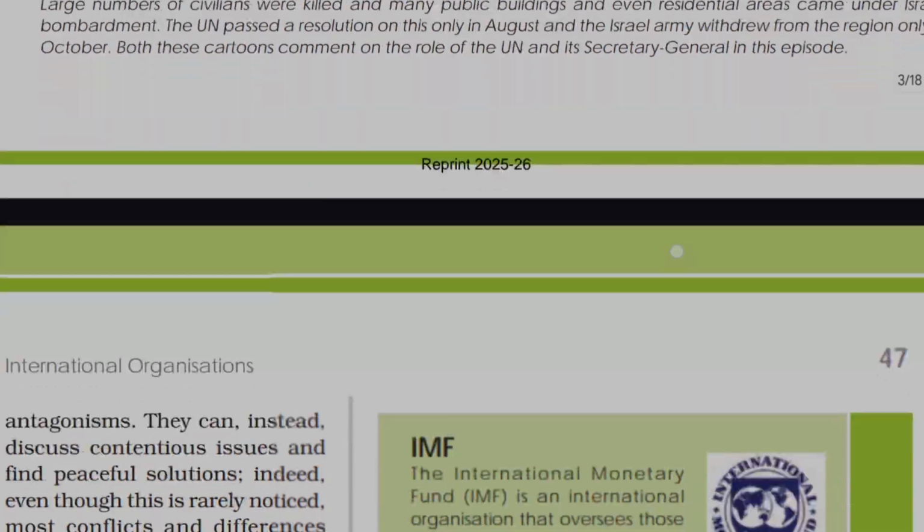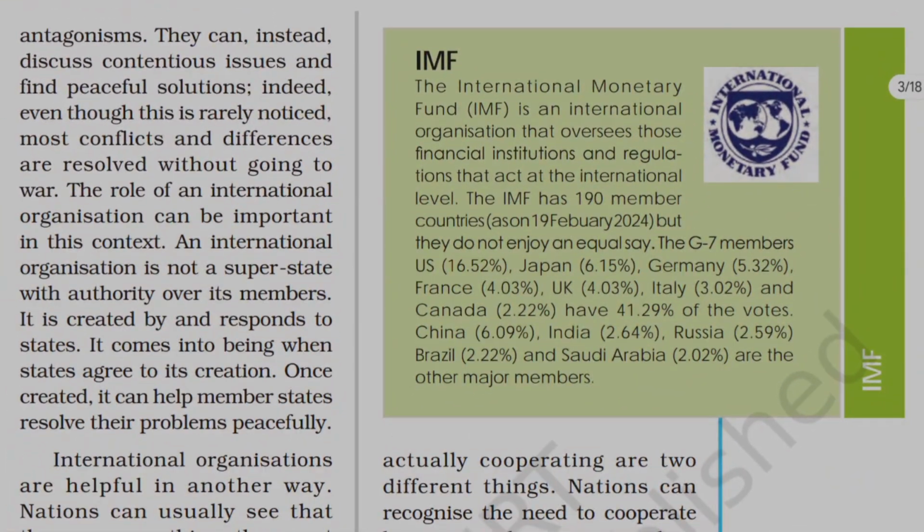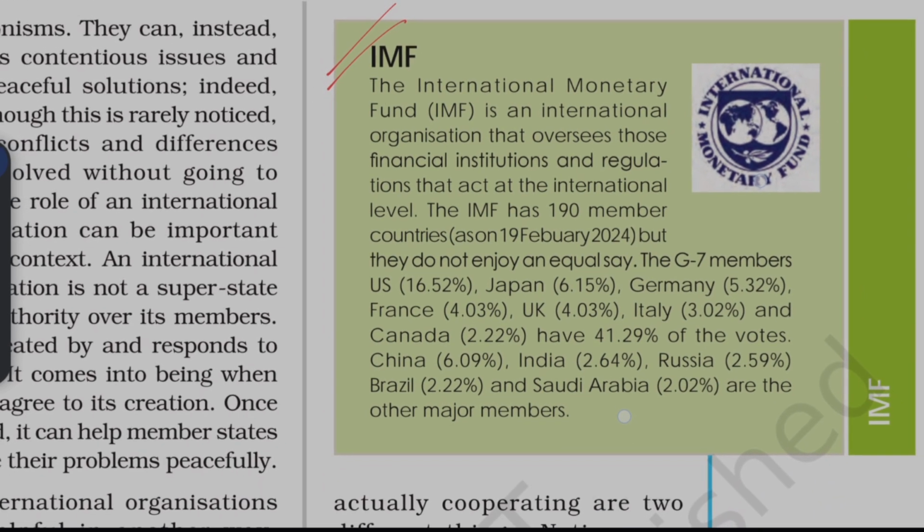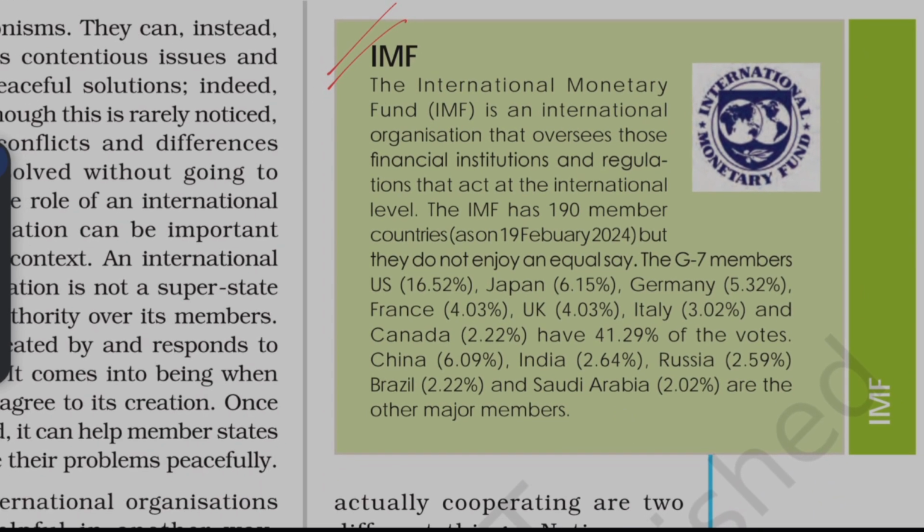Now in international organizations, suppose there's this box over here. This is the type of box that you need to do. This type of box will be important because, see, if there's this box, do you have to remember everything that is given? Do you have to remember that the US's percentage is this and that? No, you don't have to remember these data, but you have to remember that the IMF has this many members as of this. This is important, but not these data.